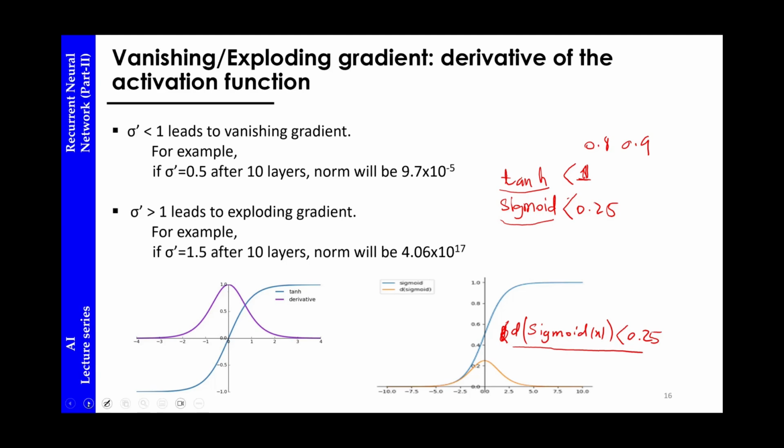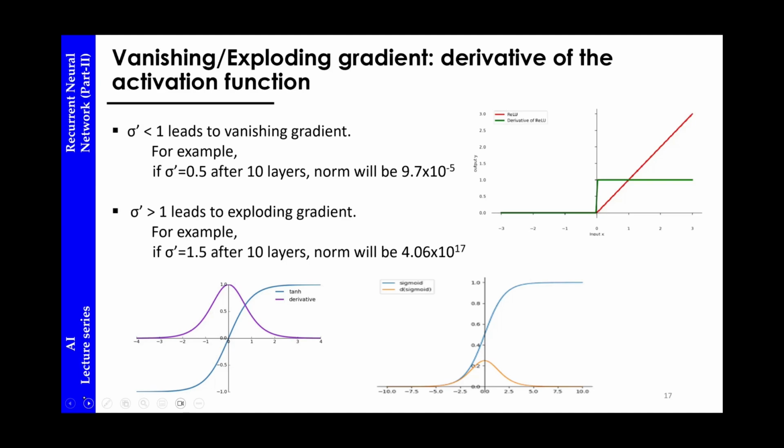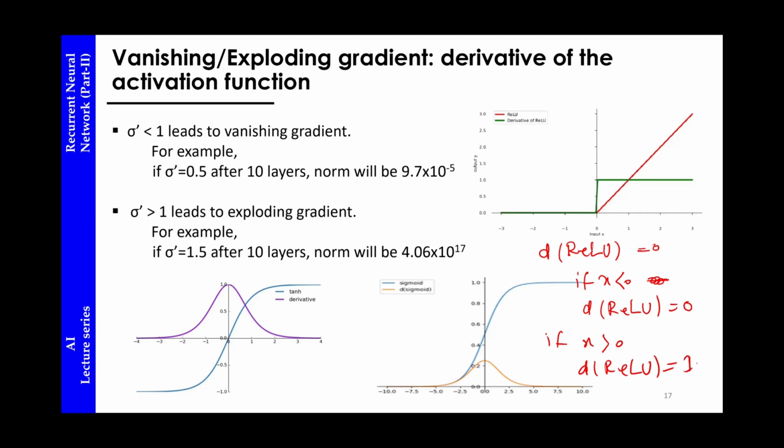The next example here is ReLU. The red curve is ReLU and the green is its derivative. As you see here, the derivative of ReLU for values less than 0 is 0. If x is less than 0, the derivative of ReLU would be 0, and if x is larger than 0, the derivative of ReLU will be equal to 1.